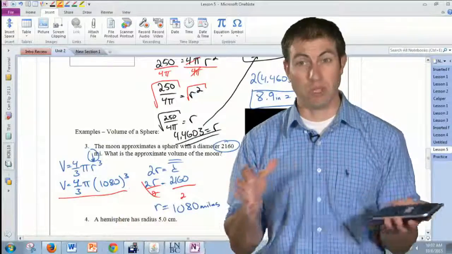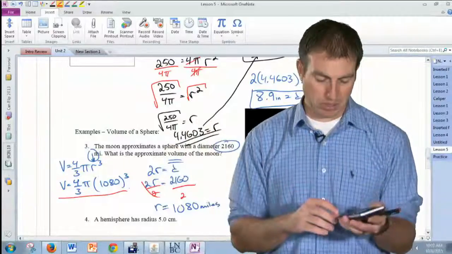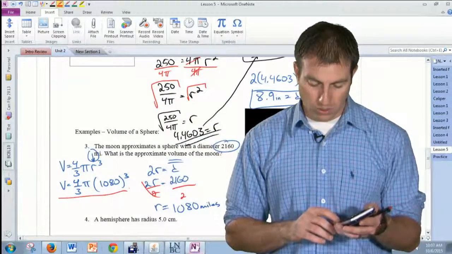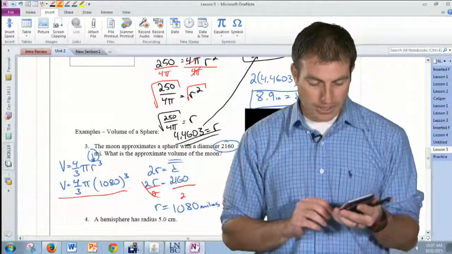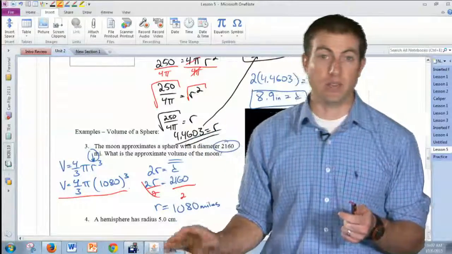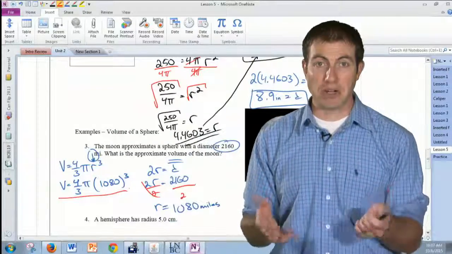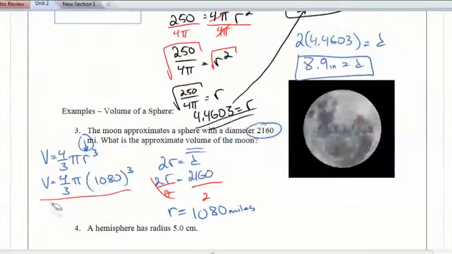And then once I get that, it's going to be a really big number because that 1,080 is a very large number when it's multiplied by itself 3 times. And then I'm going to divide that whole thing by 3. Your calculator is going to give you a very, very, very large number. And if you think about what we're dealing with here, we're dealing with the moon. So it rightly should be a very large number. What I end up with on my calculator is a whole bunch of digits that looks like 5. I'm just going to write it right in scientific notation.